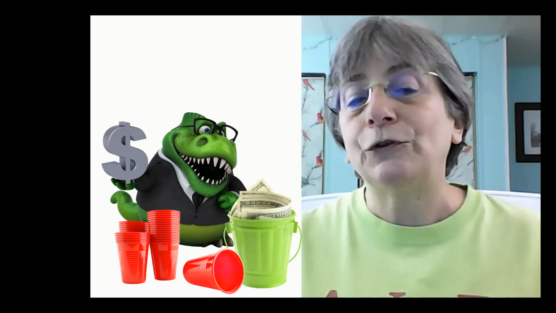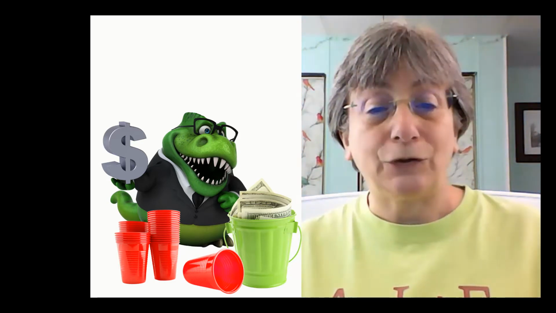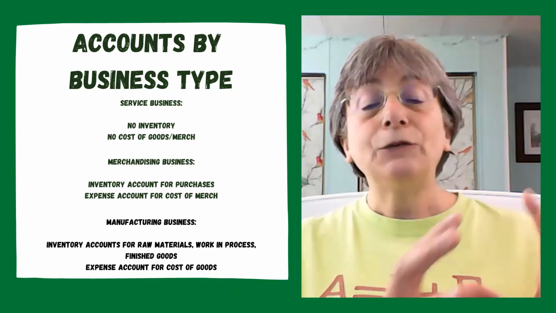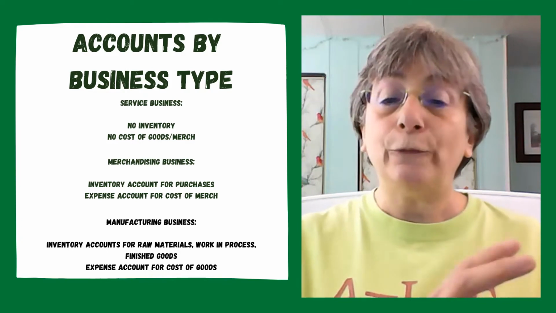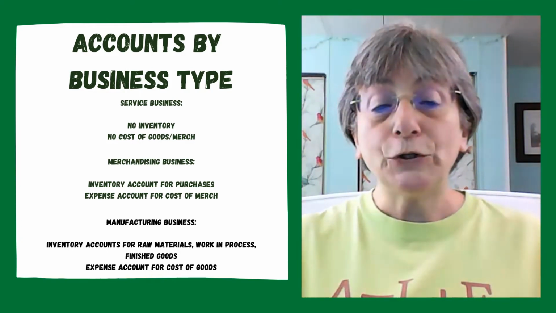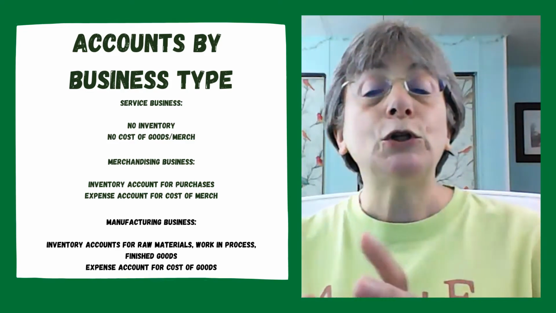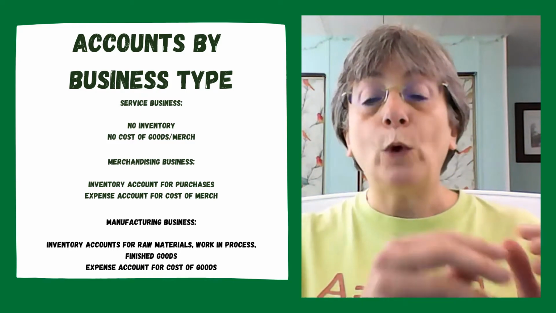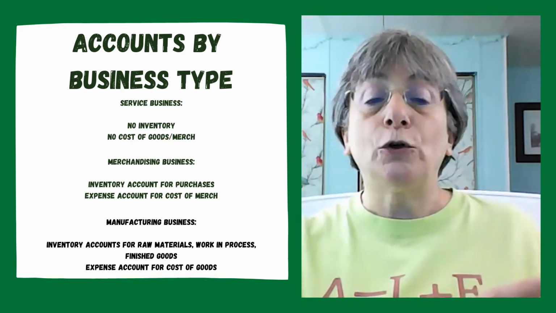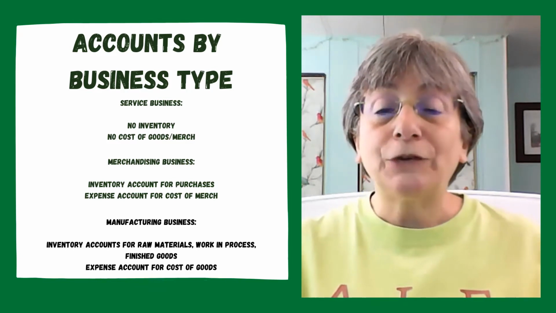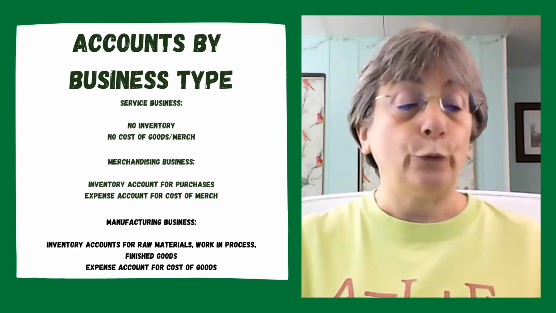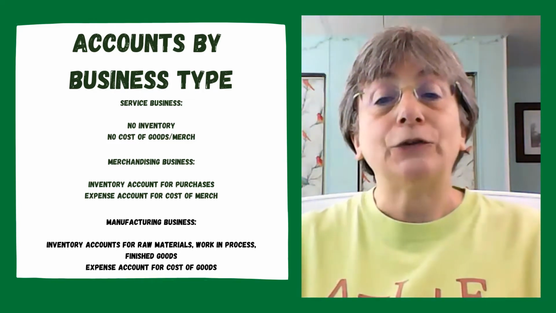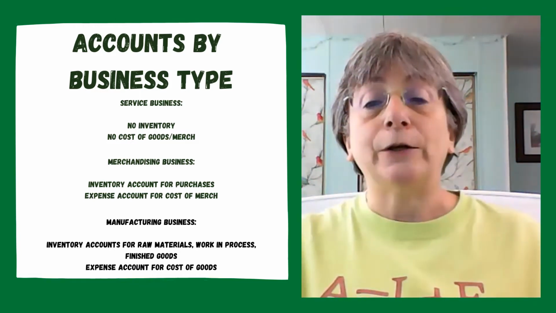Now, different types of businesses need different types of buckets. So a service business, where you're trading time for money, has a simpler chart of accounts. You need fewer accounts. Then a merchandising business, where you're trading purchased merchandise for money, or a manufacturing business where you're trading manufactured goods for money. Now, a merchandising business would need an asset account for inventory and an expense account for cost of merchandise, where you're buying merchandise to resell it to your customers.